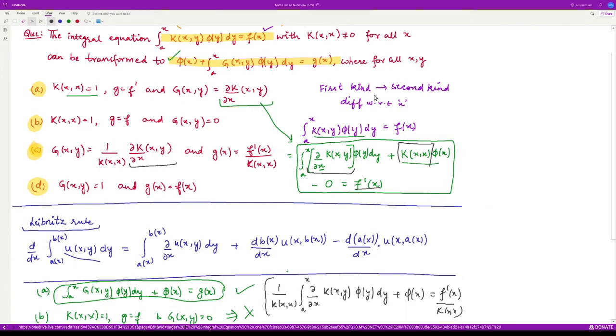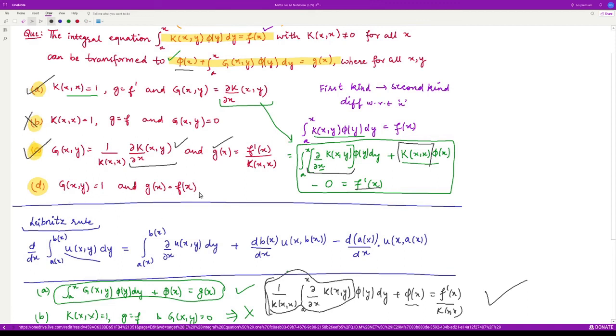So let us look at the equations. Phi(x) plus integration from a to x, whatever this thing is, this is g(x,y), and g(x,y) in this case is the same as this. And if you see the right hand side, it is equal to g(x). So this is the form. So this option is correct, the first is correct, and the second is incorrect.